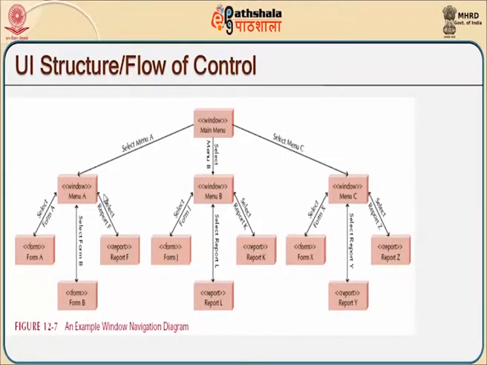This is the user interface structure and flow control, where we have a main menu. As I have already said, within 3 mouse clicks I should reach my destination. So main menu, selecting a menu A, which is another window, and selecting a form A, B, or I have to go for a report. Likewise, within 3 specific clicks I might have to reach the destination. If it takes more than that, the patience level of the user might go off.